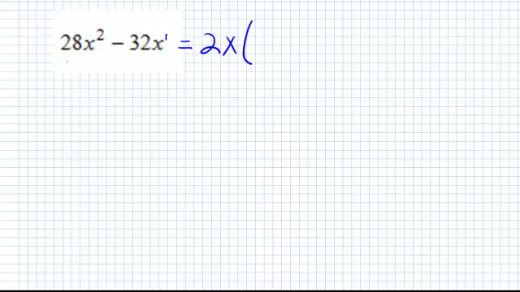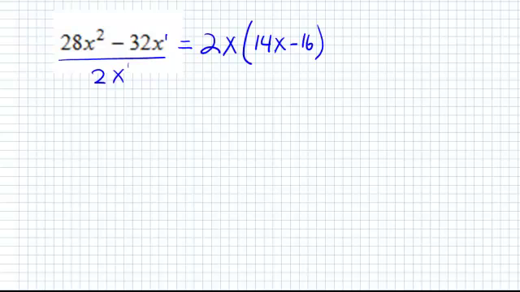So 28x squared divided by 2x. 28 divided by 2 is 14. And x squared divided by x to the first is going to be x. And then negative 32 divided by 2 is negative 16. X to the first and x to the first cancel each other out. So there. I'm not done yet.